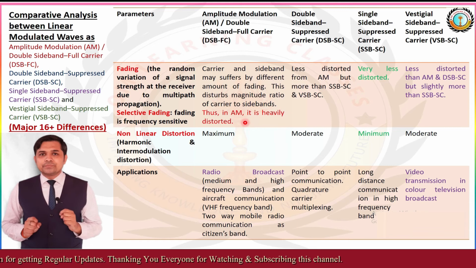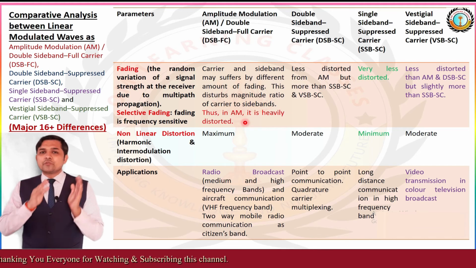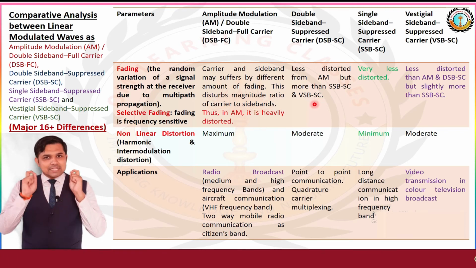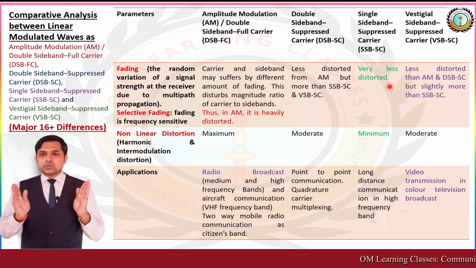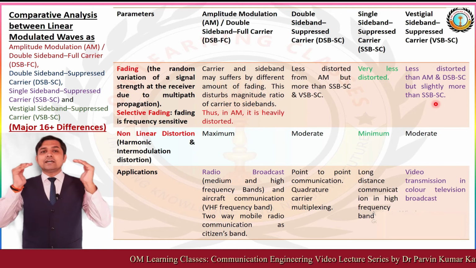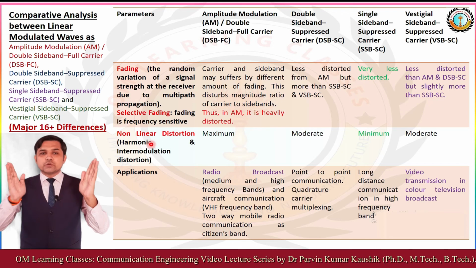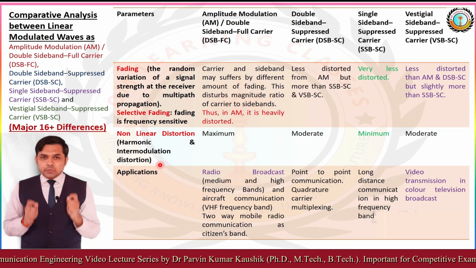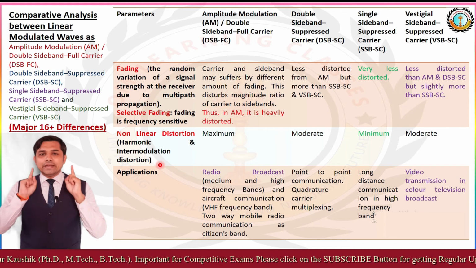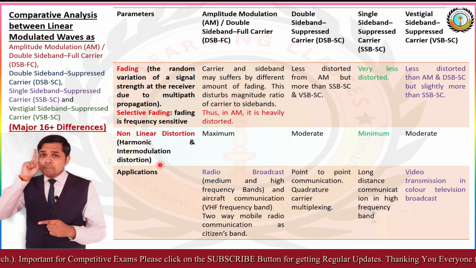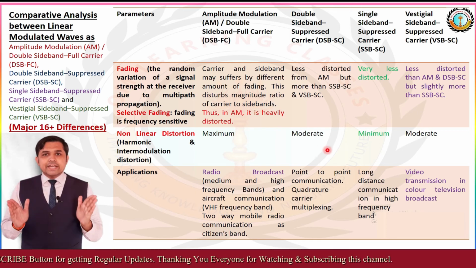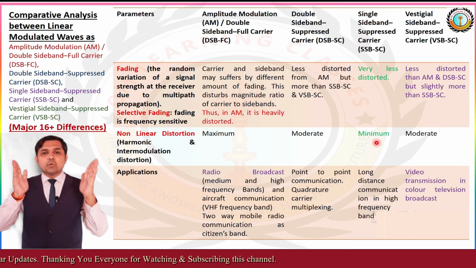In DSB-SC we have less distortion than AM but more than SSB-SC and VSB-SC. In SSB-SC, it is very less distorted, and VSB-SC is moderately distorted. Now we have another factor, nonlinear distortion. The nonlinear distortions correspond to nonlinear error, and that can be harmonic or intermodulation distortion. It can be maximum in AM or DSB full carrier and moderate to minimum in suppressed carrier modulation schemes.